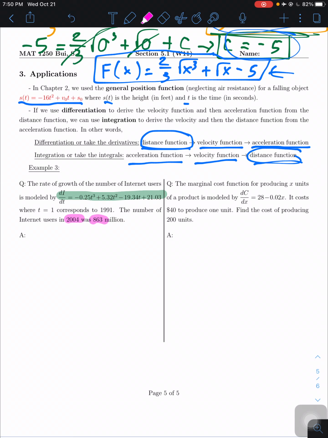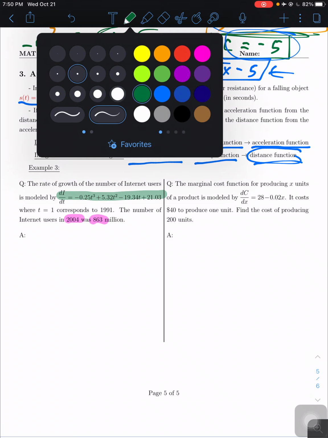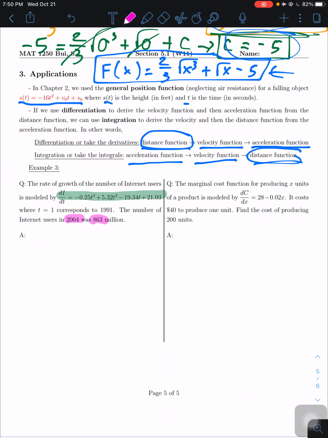Okay, so the easiest thing for me to write out is usually the initial function or the initial condition. I would usually call it big F, but in here they call it I for internet users, so I'm just going to use I for internet users. So I of 4 equals 863. And if you still don't know why, it's because t equals 1 represents the year 1991. Actually, it's not even 4. I thought it was 2000 for some reason.